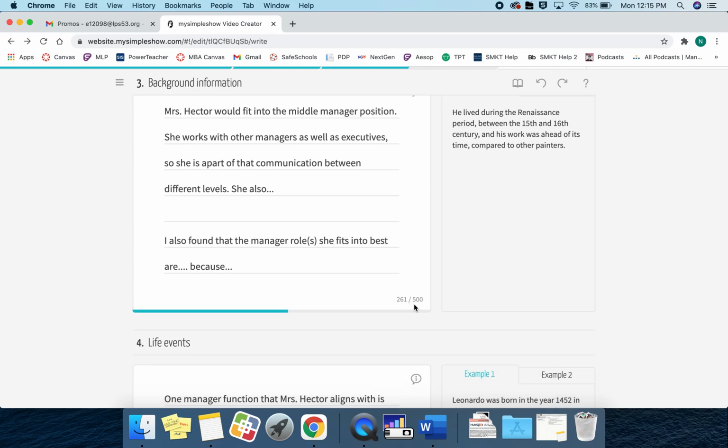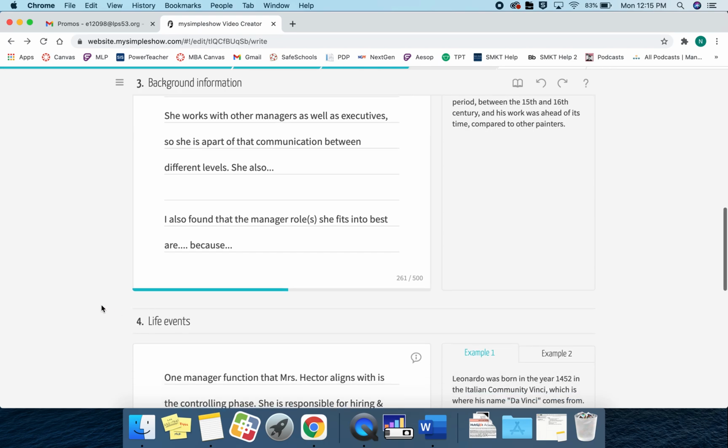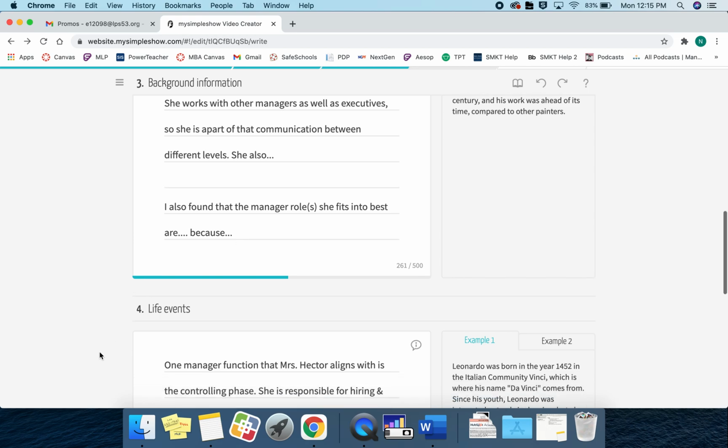I still had a lot of spots left, so I decided to add my manager roles here. I also found that the manager role or roles that she fits into best are blank, because I would want to decide the manager roles, and then I would want to give 2 examples as to how she fits that role or roles.